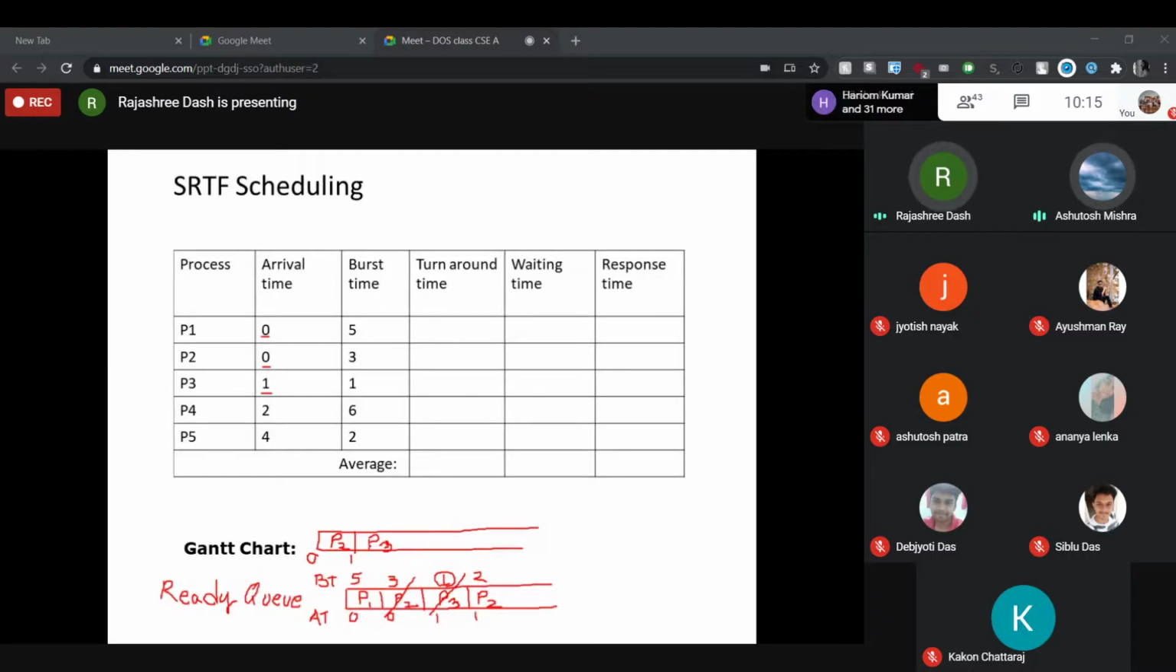Ma'am, now why is the arrival time of P2 1 the second time? Here the arrival time of P2 is not 1. Here P2 entered the ready queue at time 1. Arrival time initially was 0, but P2 entered the ready queue again at time 1. It is not the arrival time. Yes, ma'am. Understand.